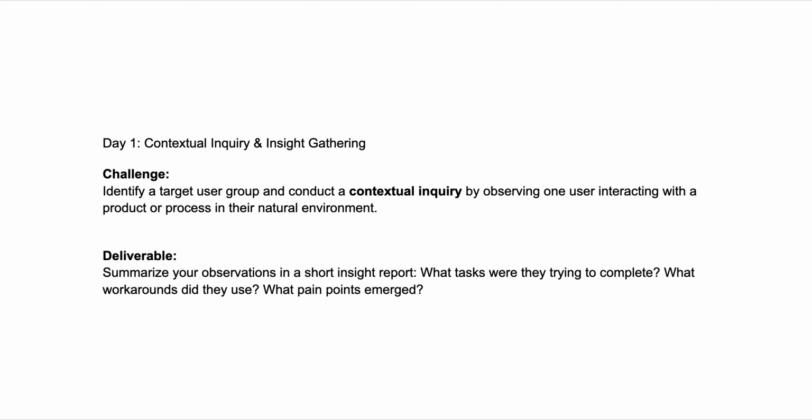Identify a target user group. Conduct the contextual inquiry by observing the user interacting with a product or process in their natural environment. And again, try to get as close to that actual use as possible. Summarize your observations in a short insight report. What tasks were they trying to complete? What workarounds did they use? What pain points emerged? And as is possible, try to take photos of anything interesting you see.